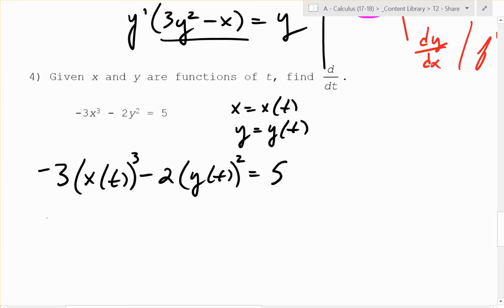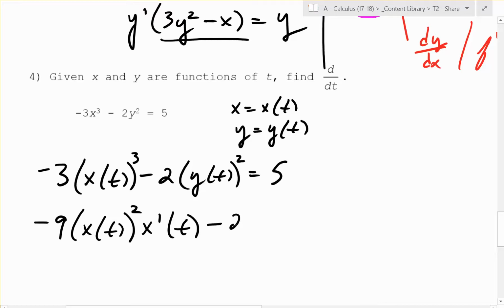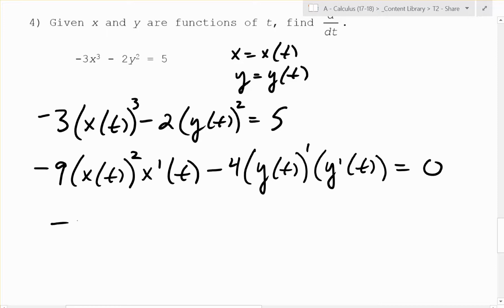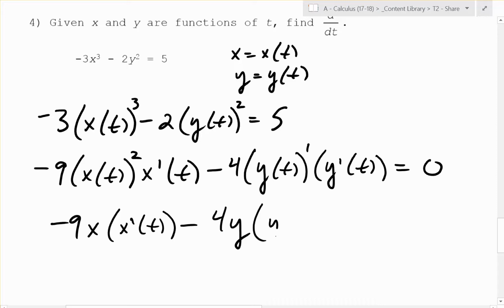So let's take the derivative. You drop the 3 to the front, you get negative 9 x of t squared, but then we have to multiply by x prime of t, because it's the derivative with respect to t, minus 4 times y of t, because it's 2 times 2, but because of the chain rule, we now have to multiply by y prime of t equals 0. So you can substitute back in here, so it's going to be negative 9x, and you can say it as dx dt, or you can keep it as x prime, which is fine, so x prime of t minus 4y y prime of t equals 0.